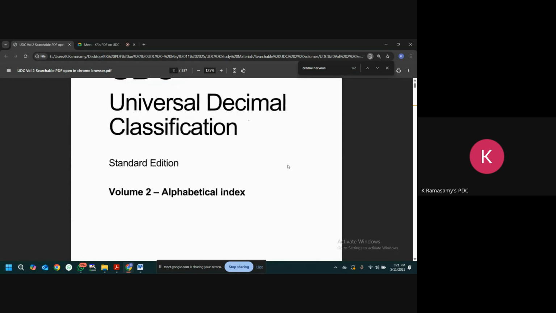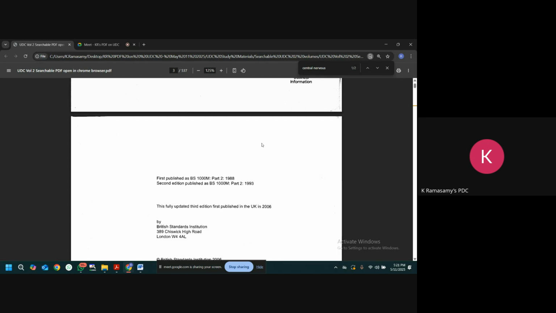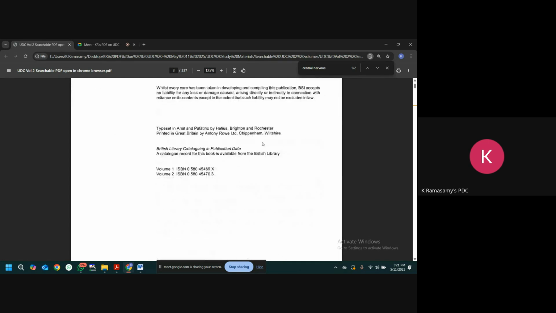And this is volume 2. Volume 2 is called alphabetical index. It's nothing but an index. Whatever we had seen as an index in CC, similarly they also have an index. If you go to DDC, the fourth volume is called the relative index. Similarly, in the UDC, volume 2 is called alphabetical index, where all the important concepts are arranged in alphabetical order. And we'll see here how it proceeds.